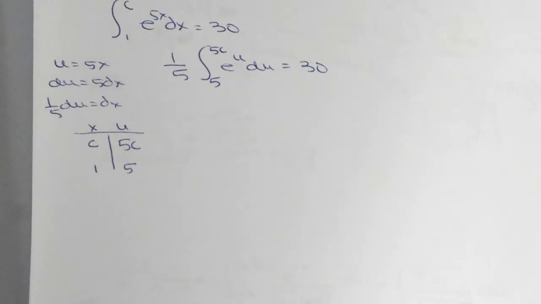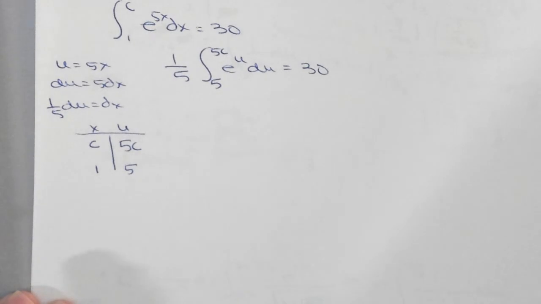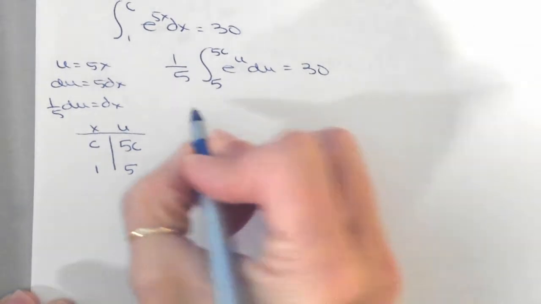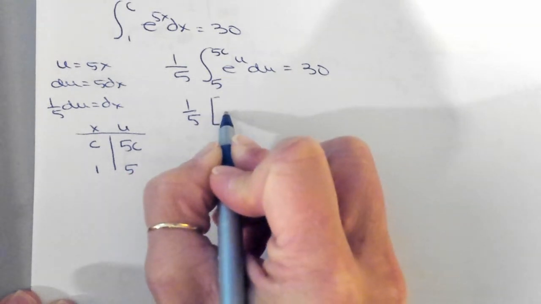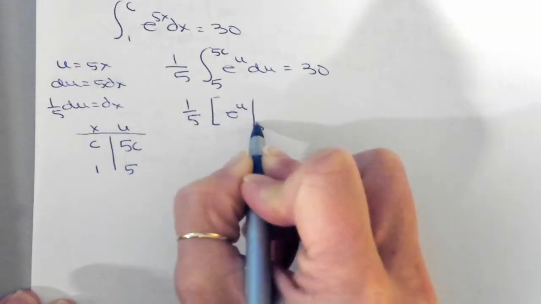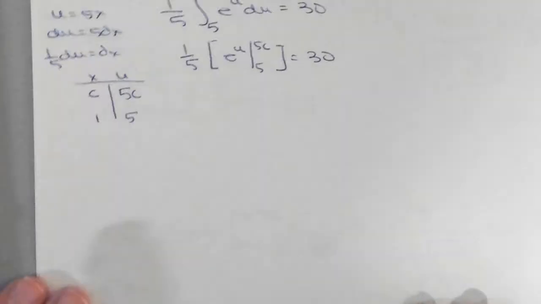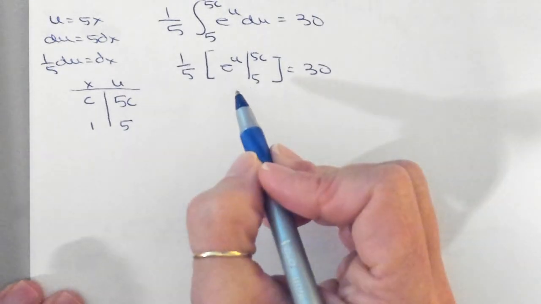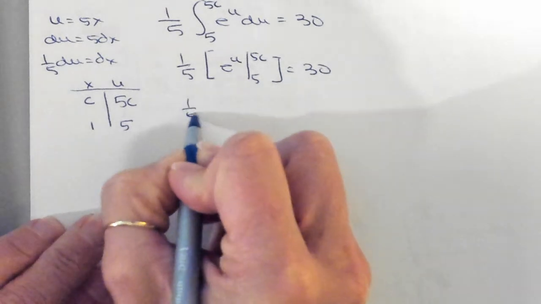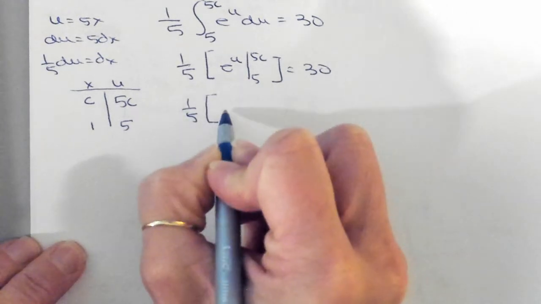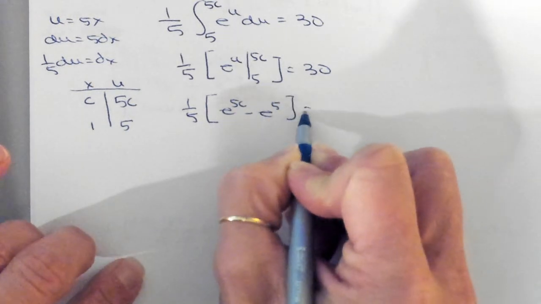Can someone tell me why? I still have two variables. Okay, is it hard to integrate e to the u? No, it's not. So I'm going to leave this 1/5 out here. Okay? When you integrate e to the u, it's just e to the u. We're going to evaluate from 5 to 5c, and this is equal to 30. I'm not multiplying this by 5, and I'll show you why in just a second. So just leave the 1/5 out here because I want to use the calculator. This is going to be e to the 5c minus e to the 5th power, and that's equal to 30.